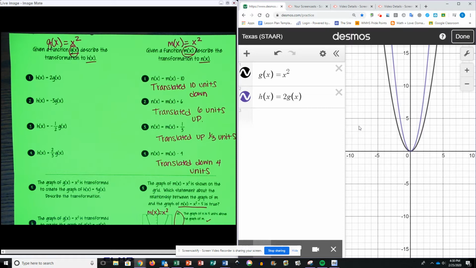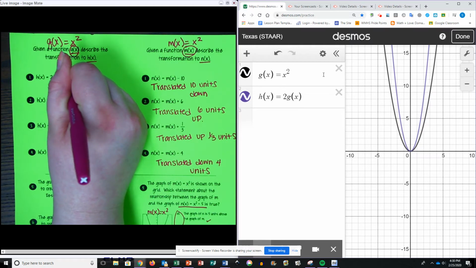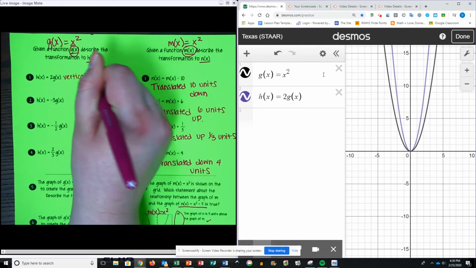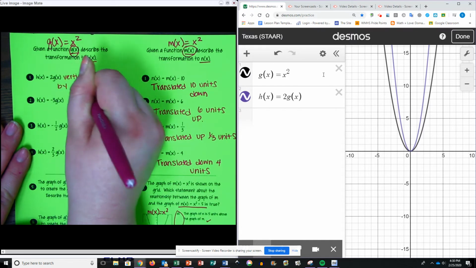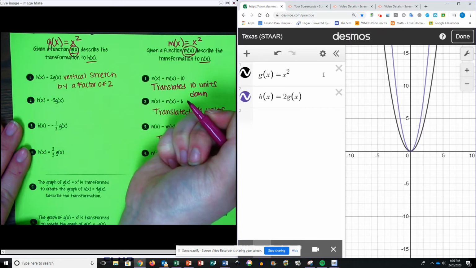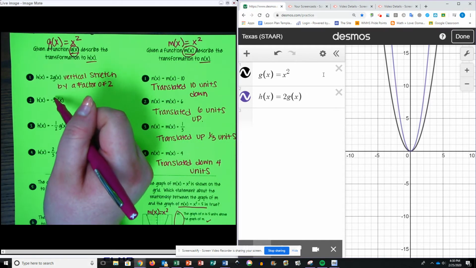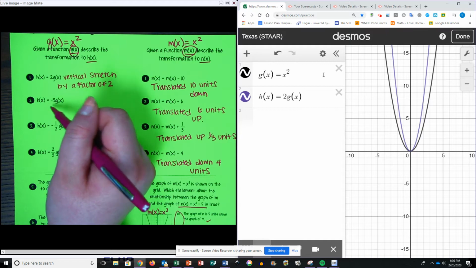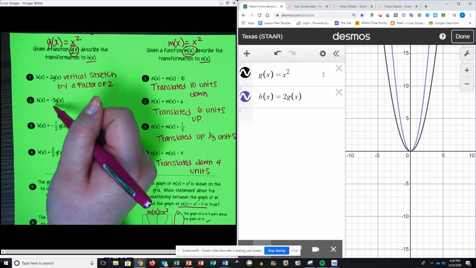Okay, this parabola is what we call a vertical stretch. It is getting narrower. So we will say that on number 1, it's a vertical stretch by a factor of 2. Okay, so now when we look at number 2, h of x equals negative 3g of x. Well, the number that comes before the g of x tells me it is also a stretch because it's a whole number. It's a number larger than 1.